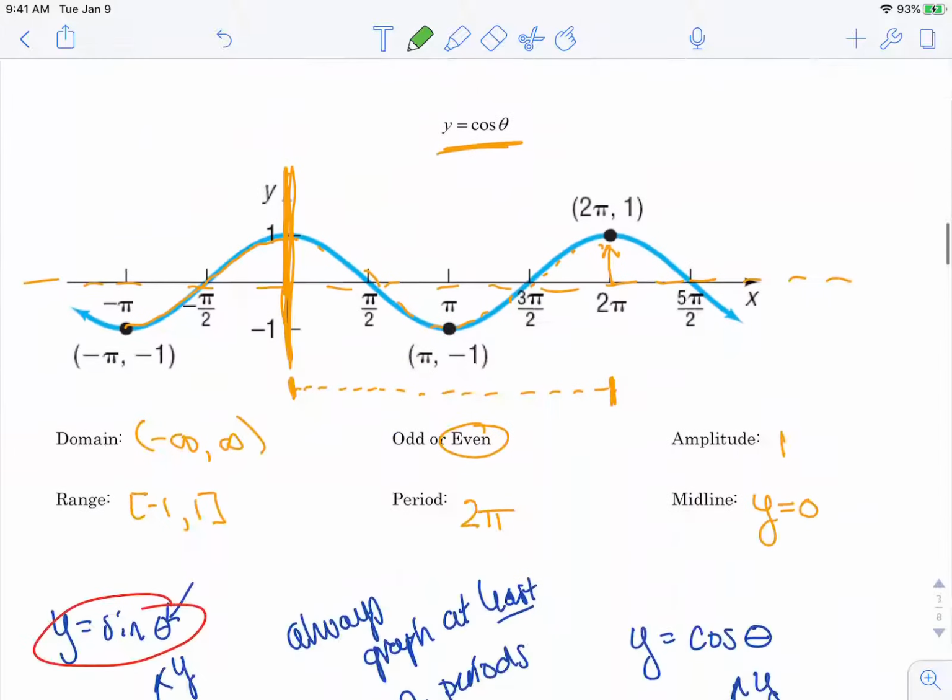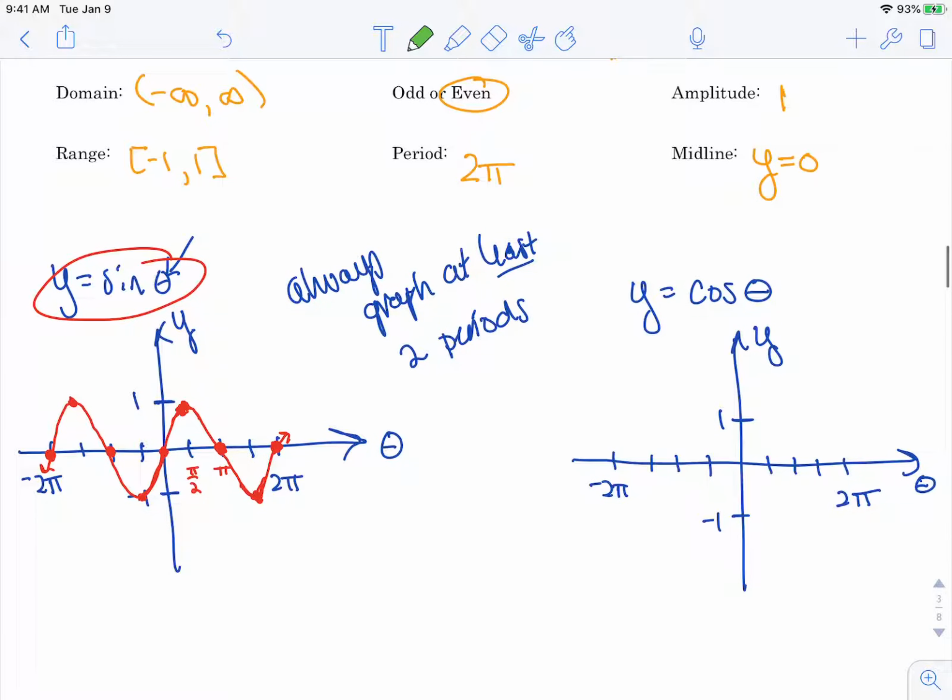Make it green, make it fun. All right, so if I put in 0, I get out 1 for cosine. If I put in pi over 2, I get out 0. If I put in pi, I get negative 1. If I put in 3 pi over 2, I get 0. And 2 pi is 1. So another way we could have done this is we could have known that this guy starts at a high point, and it ends at a high point. And halfway between is a low point, and then we hit zeros.